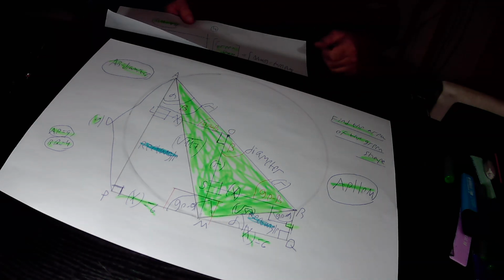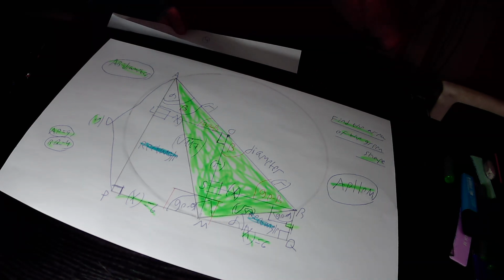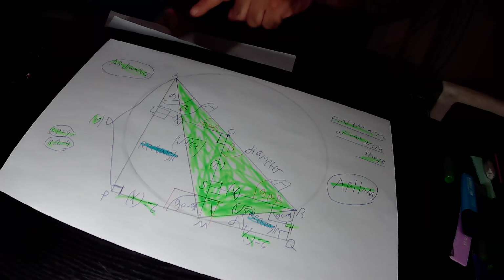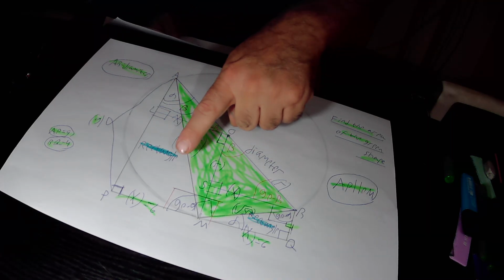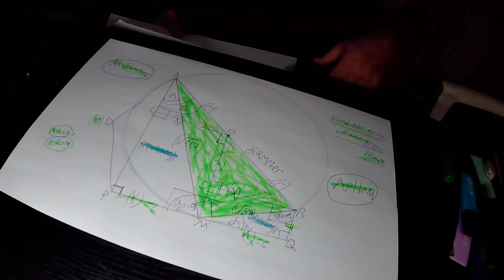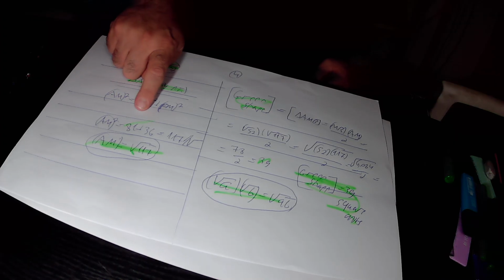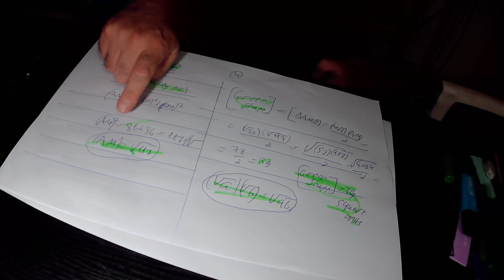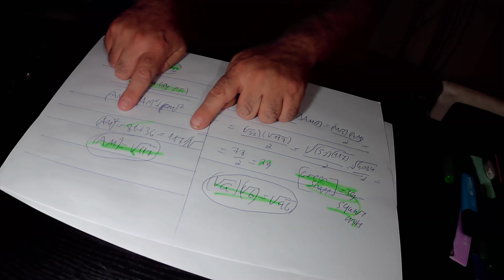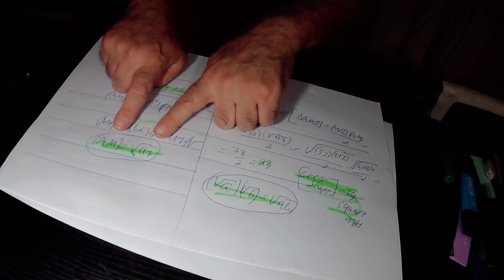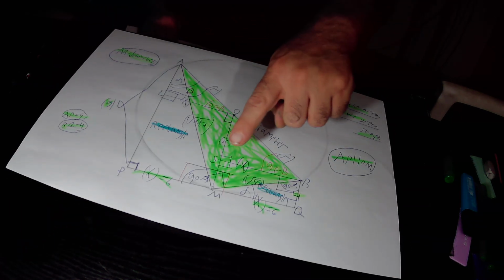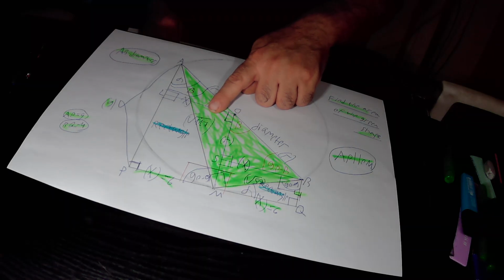AM is the missing side, so AM squared equals AP squared plus PM squared. AP is 9, therefore AP squared is 9 squared, that is 81, plus PM squared. PM is 6, therefore PM squared is 6 squared, that is 36. So AM squared equals 81 plus 36. 81 plus 36 is 117, so AM squared equals 117. Here we found out that AM equals the square root of 117 units in its length.